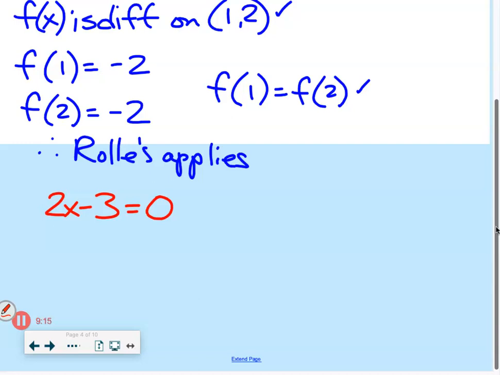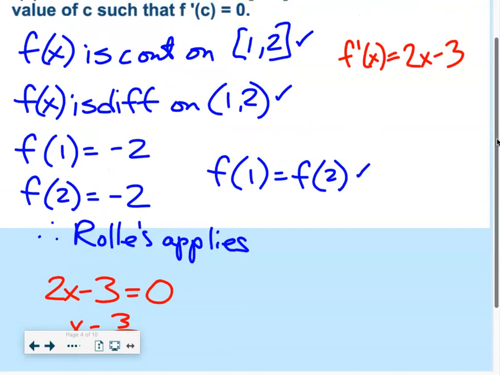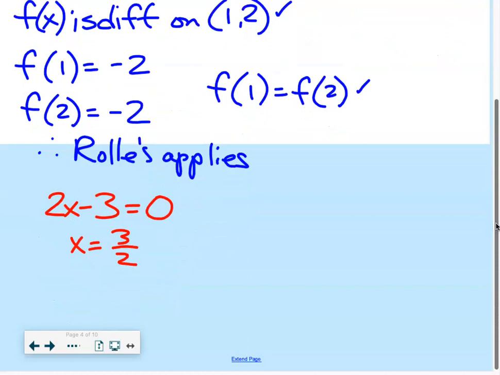You're fine? Okay. What do you get when you solve this for x? 3 halves. Beautiful. Is 3 halves in our open interval between 1 and 2? Yes, it is. I always have students who do the math wrong, and so they'll set the derivative equal to 0, solve, and get something like x equals 7 halves, and they'll go, oh, 7 halves isn't in the interval, therefore there is no value of c, right?